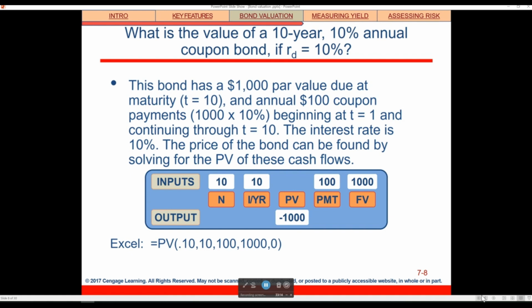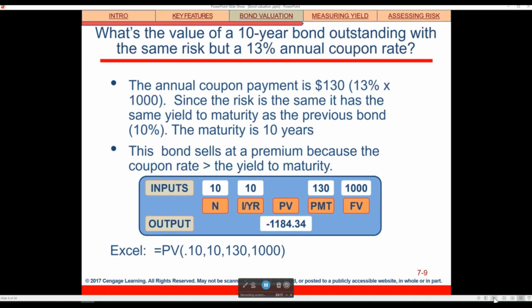Let's go over another example. So here you have the same bond. However, now instead of having a coupon rate of 10%, you're going to have a coupon rate of 13%. So what will happen to the bond? First, the annual coupon interest will change. It will now be 13% times 1,000, which would give you 130. Since they're assuming that the risk is the same, we'll assume that the yield to maturity didn't change, so the yield to maturity is 10%.